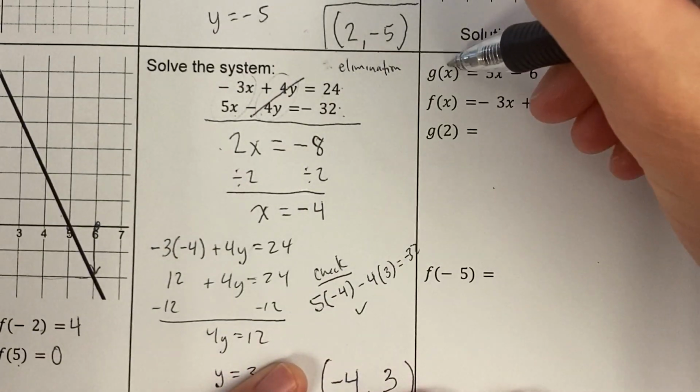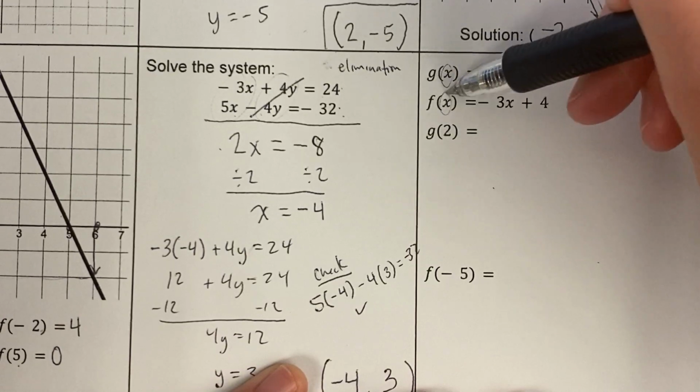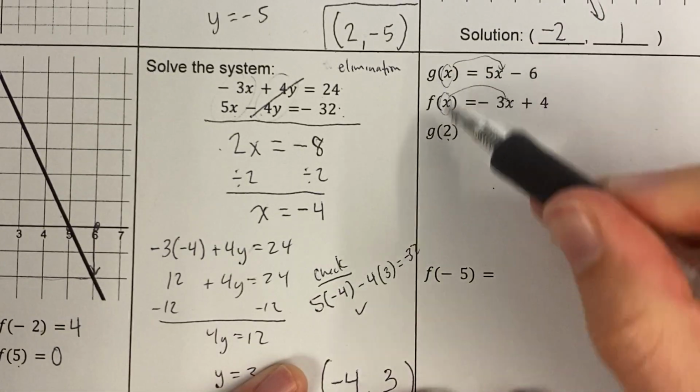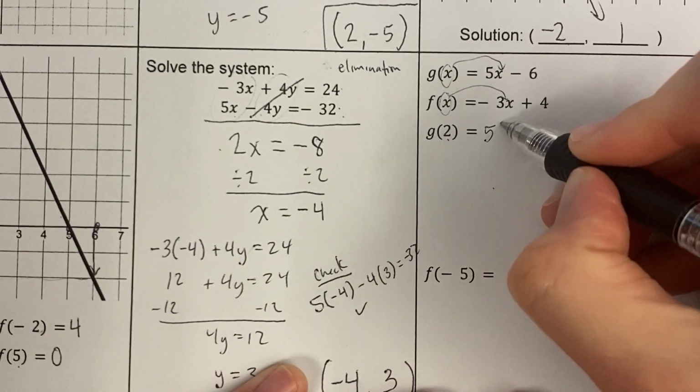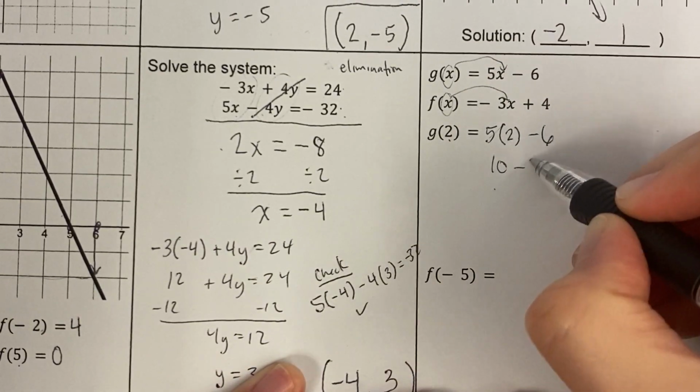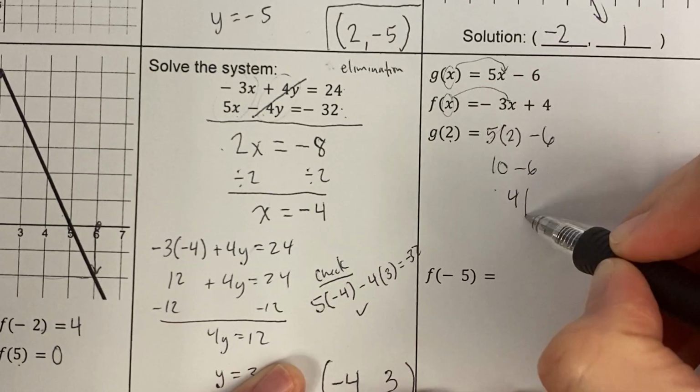Remember, this is the x value right here, right? This is the x value right here. That's the same x as this. So if I want x to be 2, then that looks like this. I make this x into a 2, and then I do the math. 5 times 2 is 10, minus 6, that's 4.